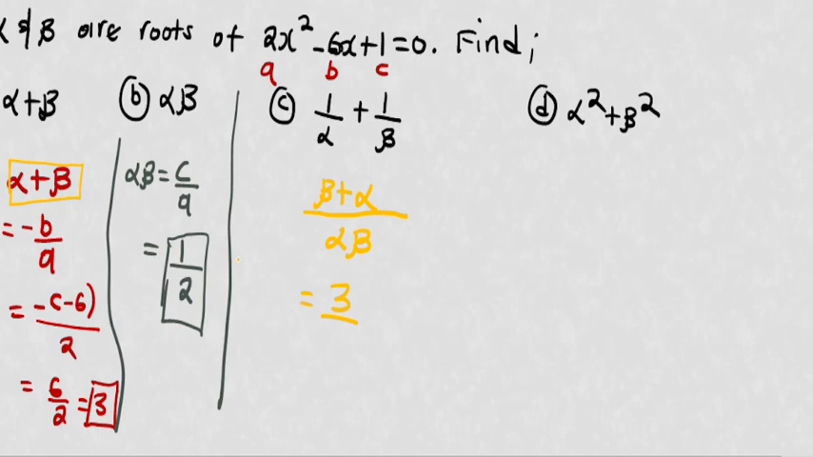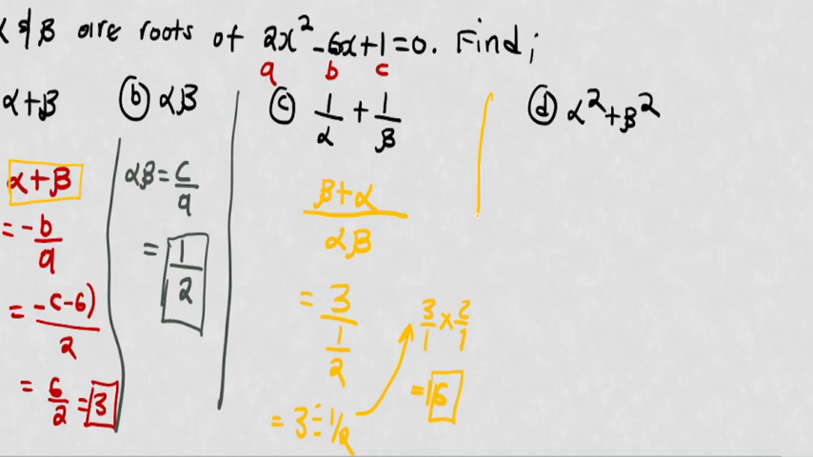So this can be written as 3 divided by 1 over 2. This can also be written as 3 over 1 multiplied by 2 over 1. Then 3 times 2 is 6. 6 divided by 1 is just 6. So 6 is the final answer that we get for that one.